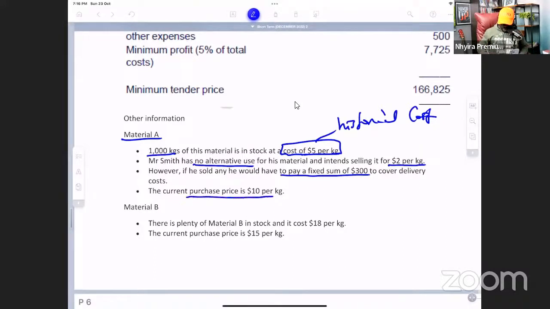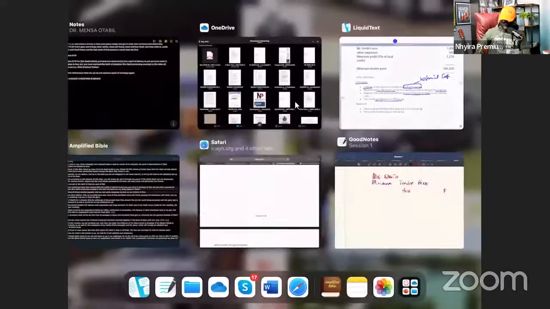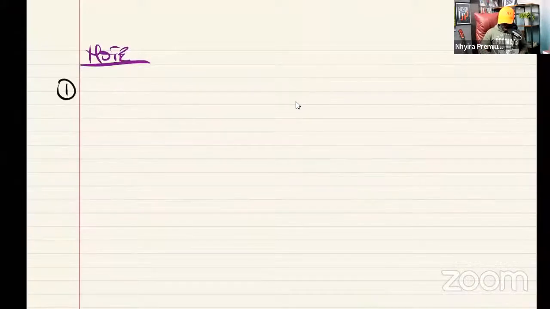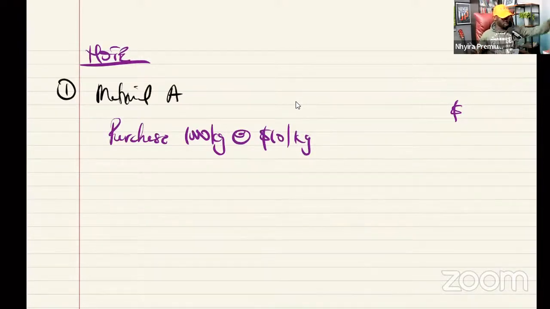The current purchaser's price is $10 per unit. So how do we get a relevant cost in the context of this question? Remember, we need 2,000. So we have to buy the 1,000 that we have to buy. So note 1, that is material A. We will purchase 1,000 kilograms at $10 per kilogram. And that is going to be $10,000, I guess.